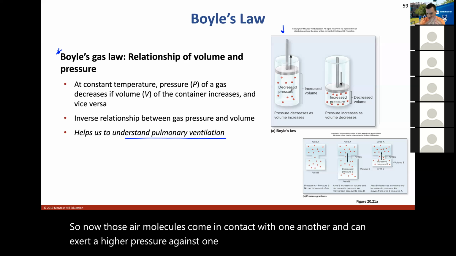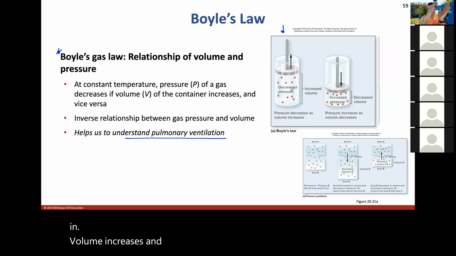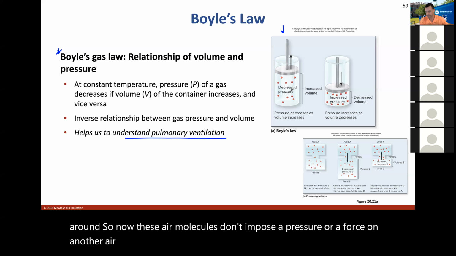Whereas if I take a big breath in, the volume increases and now there's more space for everything to float around. So now these air molecules don't impose a pressure or a force on another air molecule. Ask your question.